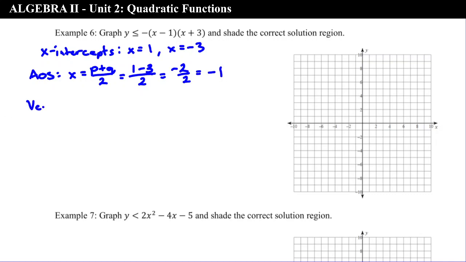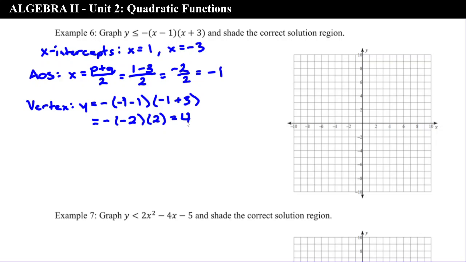So we've got -2 over 2, which equals -1. And then for our vertex, we're going to plug in to our original equation. So we've got -1 minus 1 times -1 plus 3. That's going to be -2, +2. So that ends up giving us 4. So our vertex is at -1, 4.